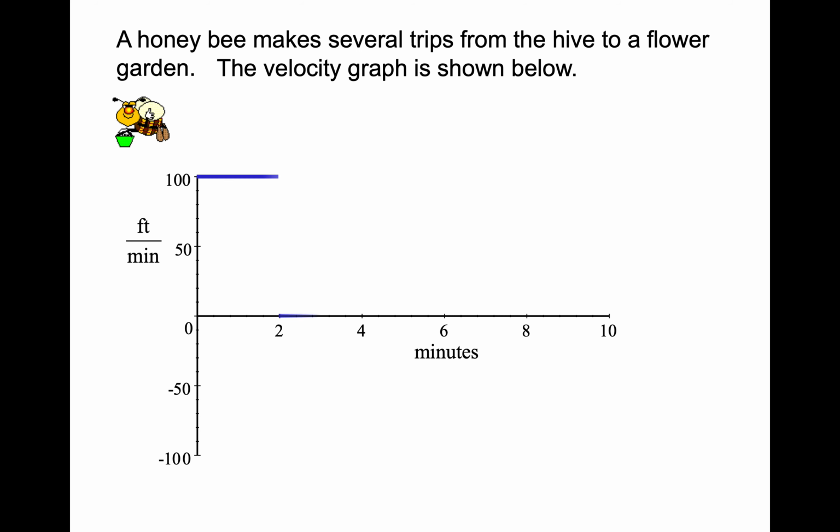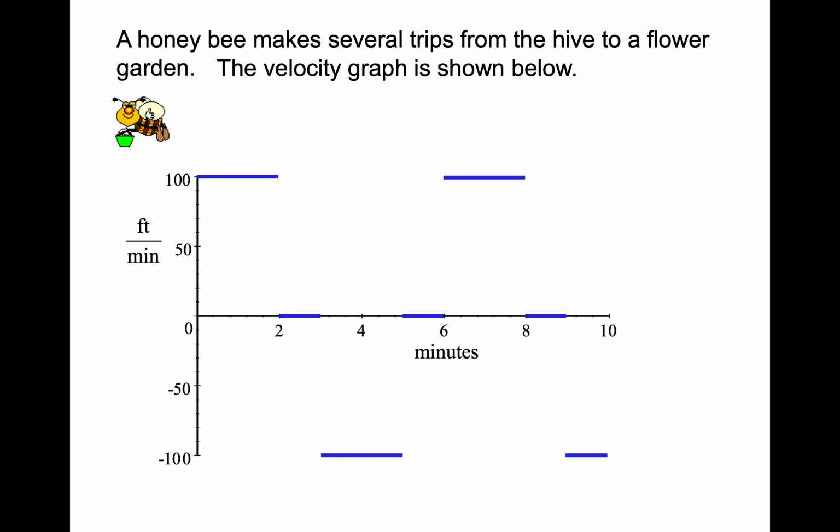So suppose there is a honeybee who makes several trips from the hive to a flower garden. There he is. The velocity graph is shown below. So here we have a velocity graph. And I've mentioned this before, this is very typical of what you could see on the AP exam: a velocity graph and then questions about both things.